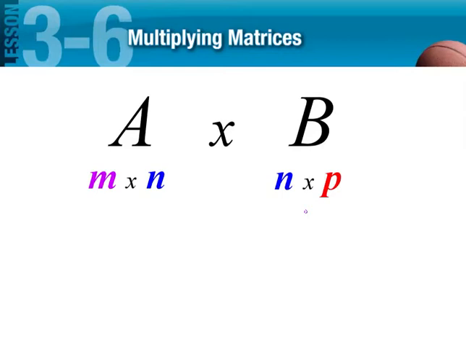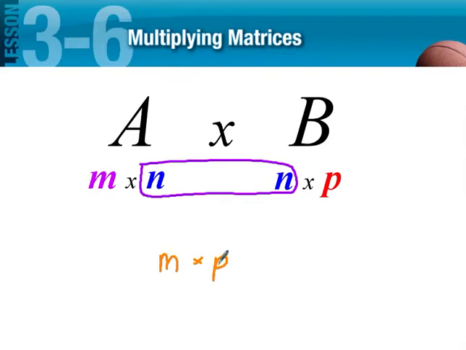Now, in order for you to be able to multiply two matrices together, these two have to match. When I say match, they have to be the same number. If they are not, you cannot multiply the matrices and you're done. If those numbers match, your resulting matrix will have the dimensions m by p. So basically, it's like you eliminate the middle, and the remaining dimensions will be the m by p.